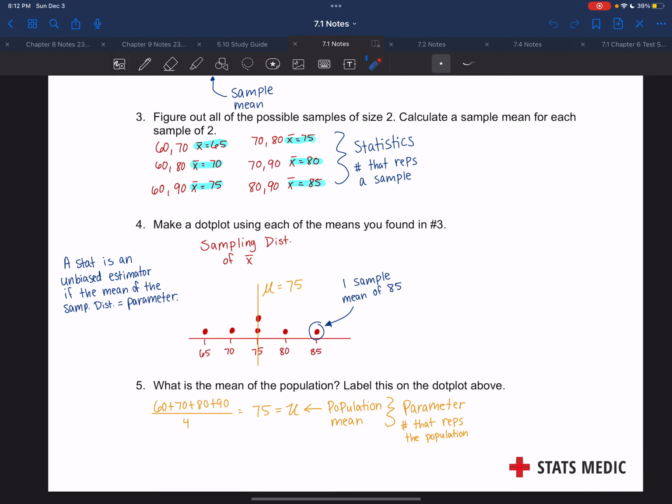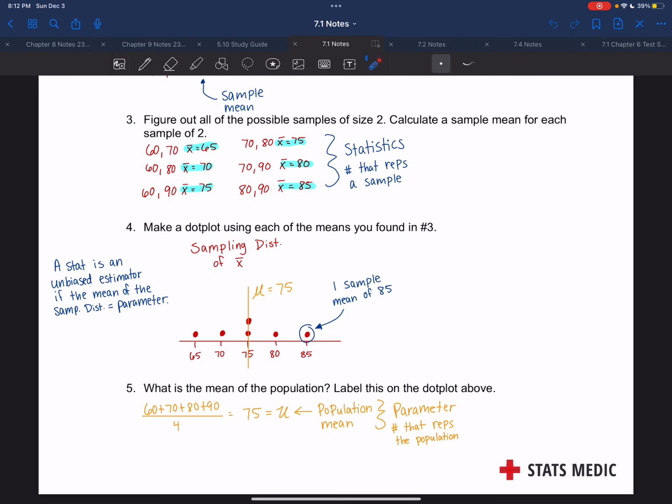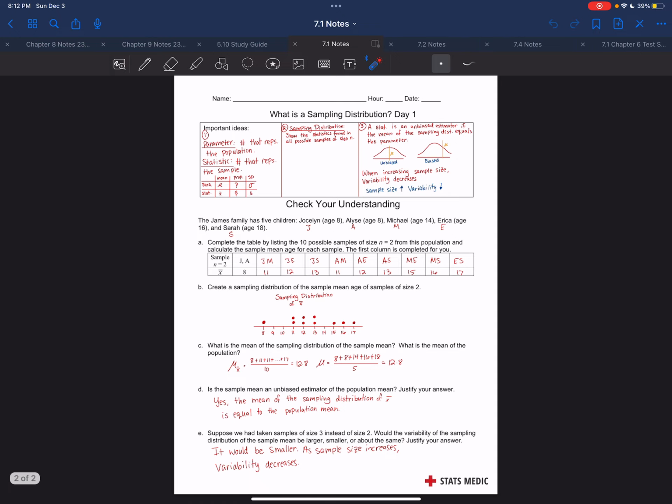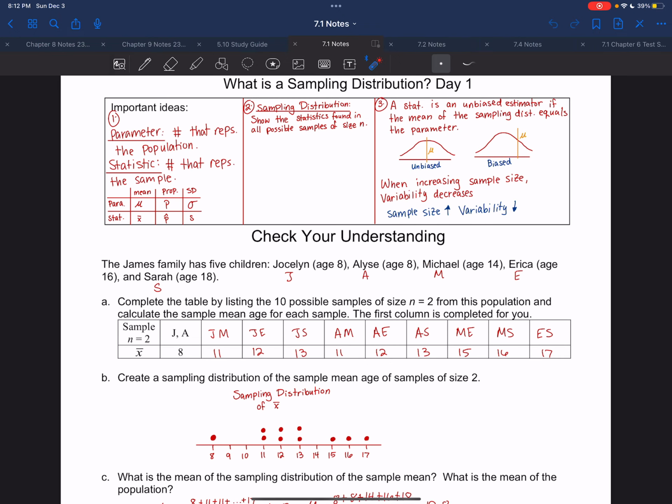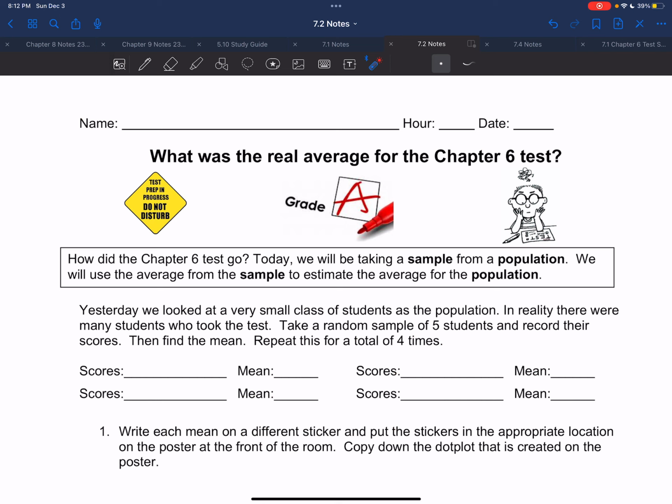What does it mean to be a parameter? What does it mean to be a statistic? What does it mean to be an unbiased estimator? What is a sampling distribution, all that kind of stuff. So if you haven't watched that video, make sure to go watch that first. But this one is kind of a continuation on that.